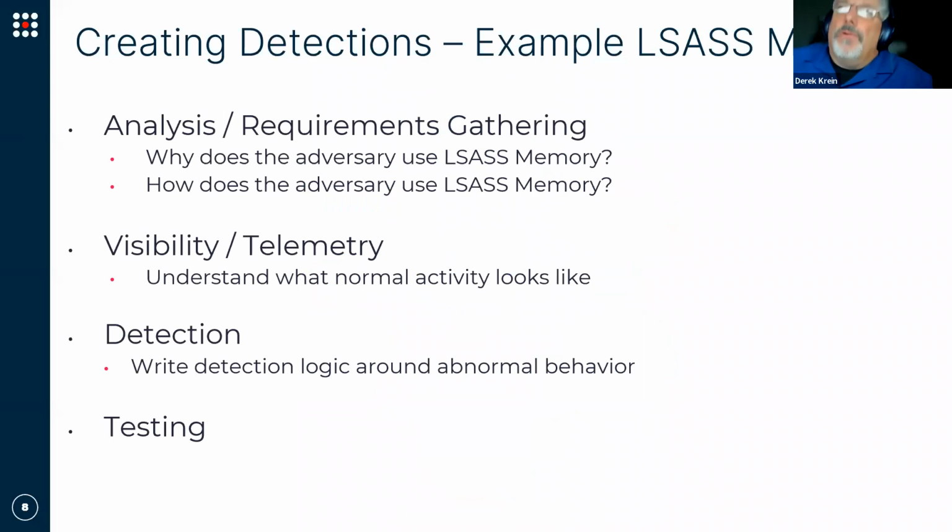We're going to use an example for LSASS memory and how we create detections. So you start with the analysis and that requirements gathering. And why LSASS memory, right? Well, dumping credentials from the Local Security Authority Subsystem, LSASS, is a common technique utilized by adversaries for privilege escalation and lateral movement. LSASS contains encrypted passwords, legacy password hashes, and Kerberos tickets, right?